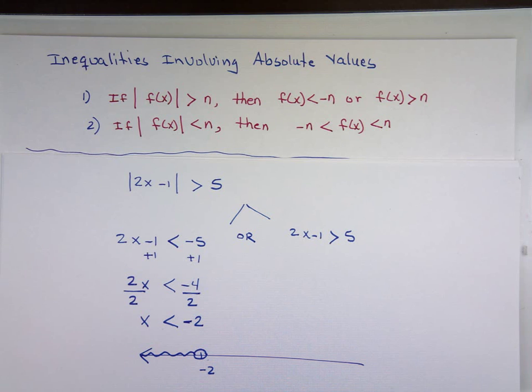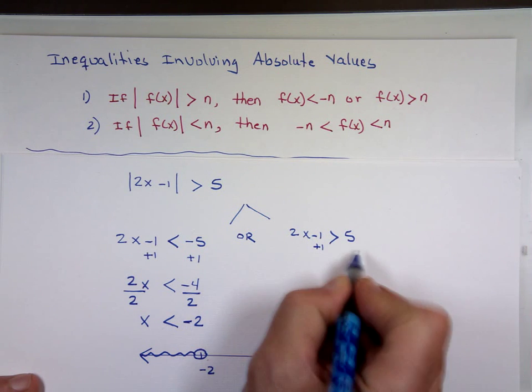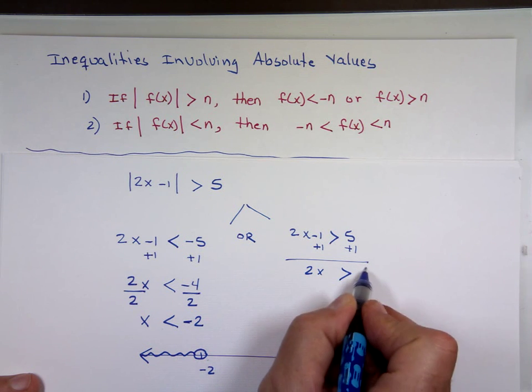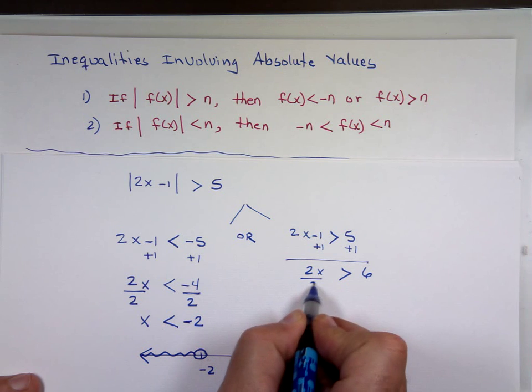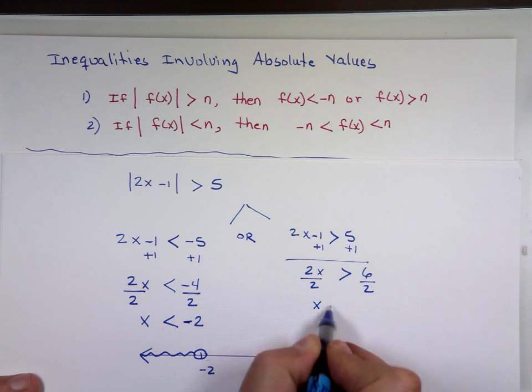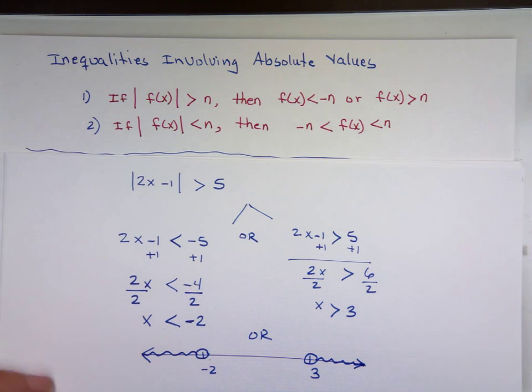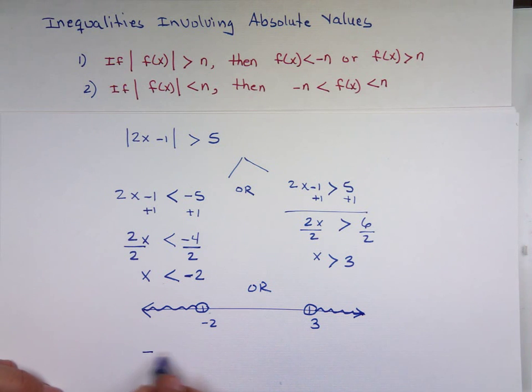Let's look at the other one. Let's add 1. 2x is greater than what? 6. Let's divide by 2. X is greater than what? 3. Somewhere is the 3 here. And greater than means which way? To the right. And that's an or, which means you're not looking for an overlap. Not. So my solution is from where to where? From negative infinity to negative 2, or from 3 to infinity.